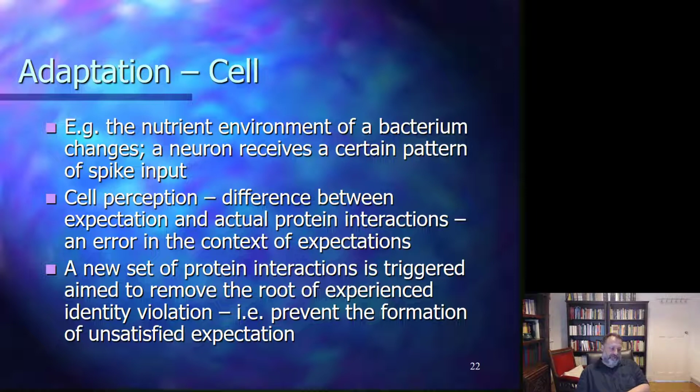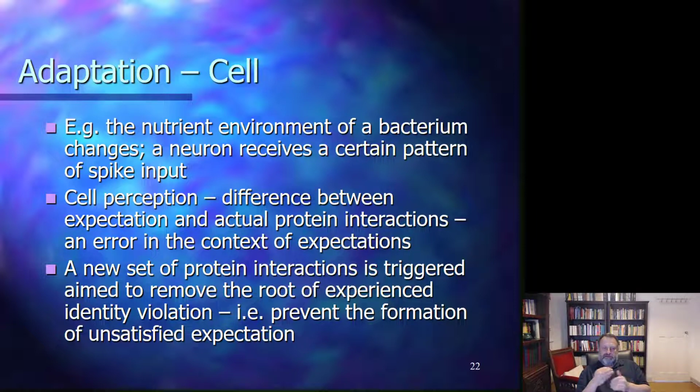Or, for example, if you look at a neuron, when the neuron receives a certain pattern of spike input, that also triggers the activation of proteins and signaling pathways, which may trigger the activation of some transcription factors in the nucleus, triggering the production of the appropriate channel and receptor molecules so that the neuron can respond better to these inputs. So, for example, if you look at the dynamics of dendritic spines, where the synaptic interactions happen with other neurons, these spines can grow or shrink depending on the input that they receive.